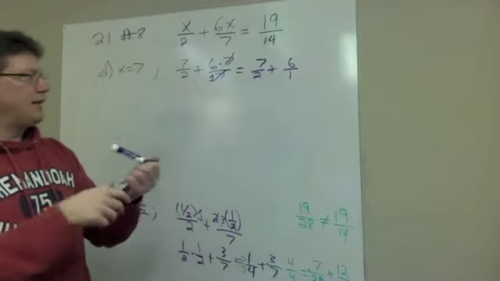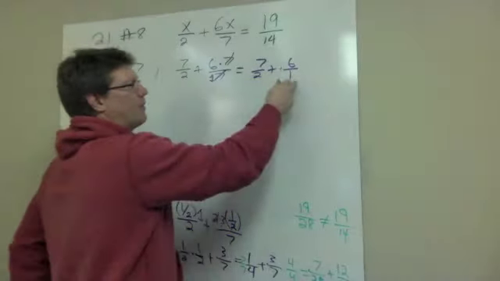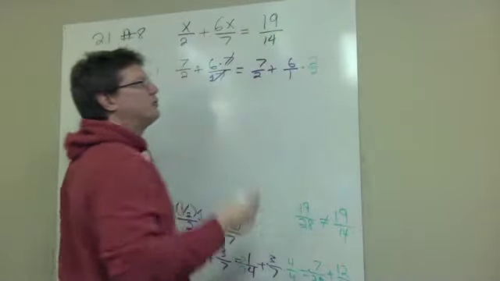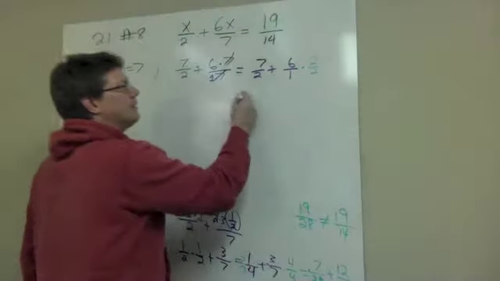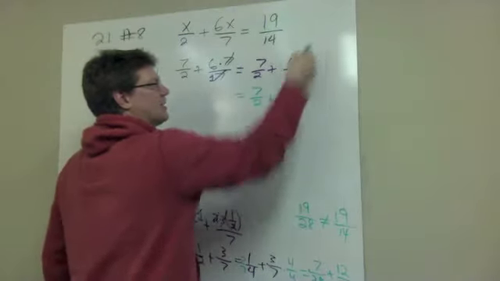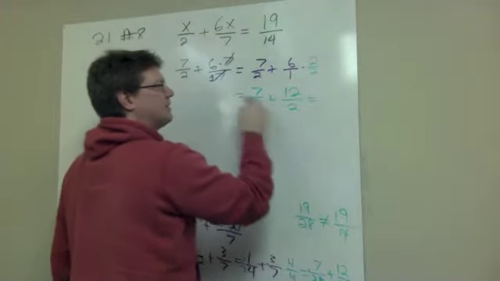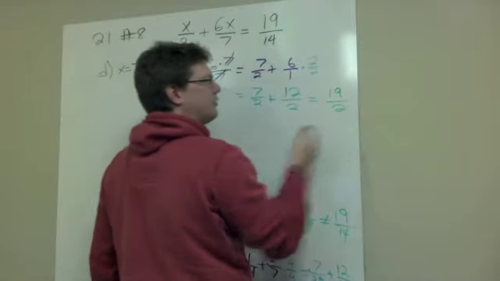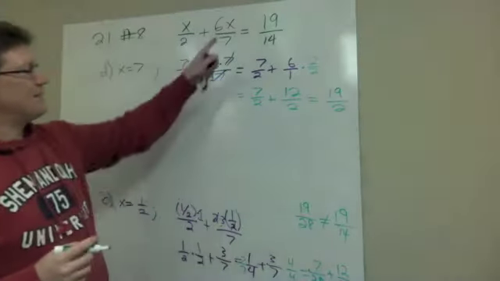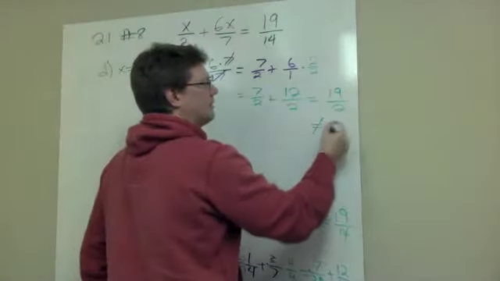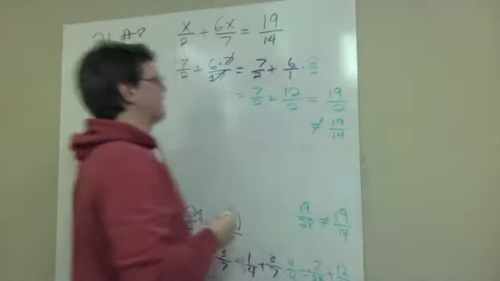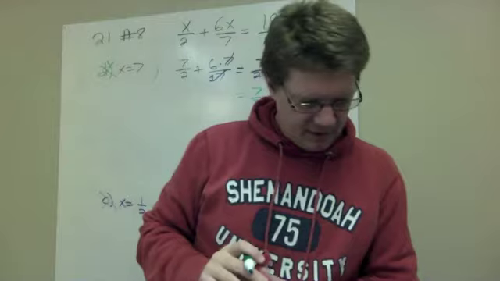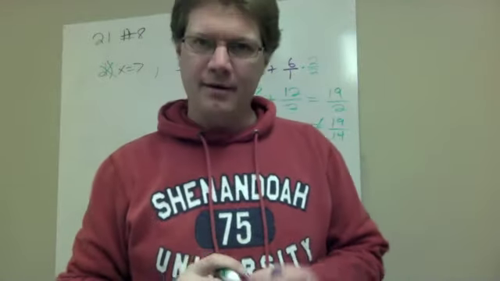If we want to add these things up, we need a common denominator, right? Well, we don't have a problem with the 1, but we have a problem with the 2. So if we multiply by 2 over 2, which is our hidden 1, we're going to get 7 halves plus 6 times 2 is 12 halves. 7 plus 12 is 19. Our common denominator is 2. So we have 19 halves. 19 halves is not equal to 19 14ths. Okay, so that one also doesn't work. So the only one that ends up working is B, x is equal to 1.